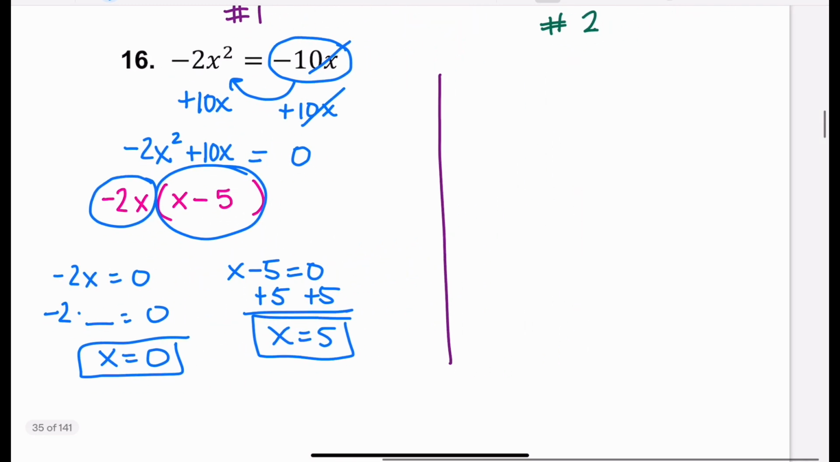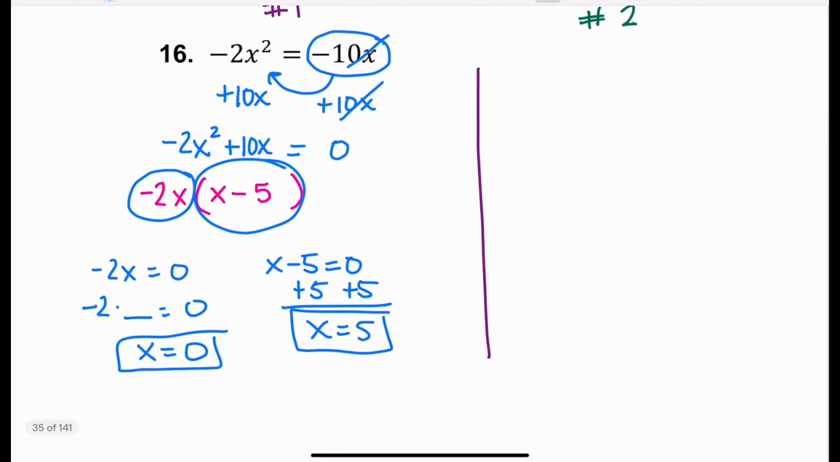Now I'm going to do the same question, negative 2x squared equals negative 10x, but I just want to show you what would happen if I take it to the right hand side instead. So let's say I add 2x squared to both sides of the equal sign.